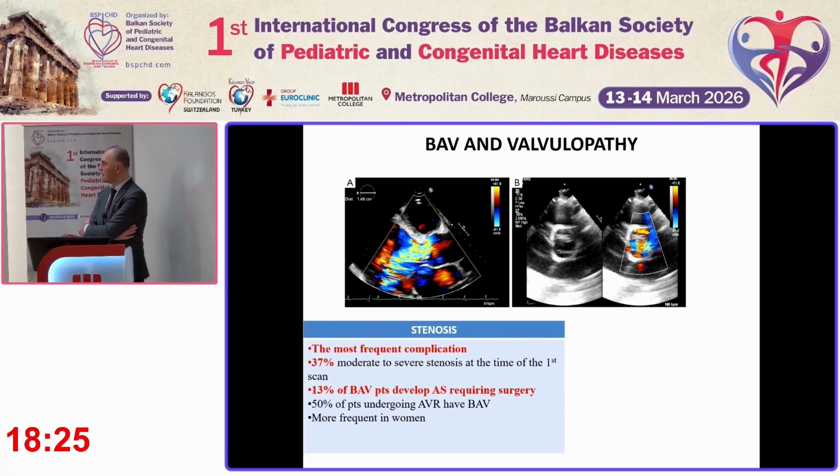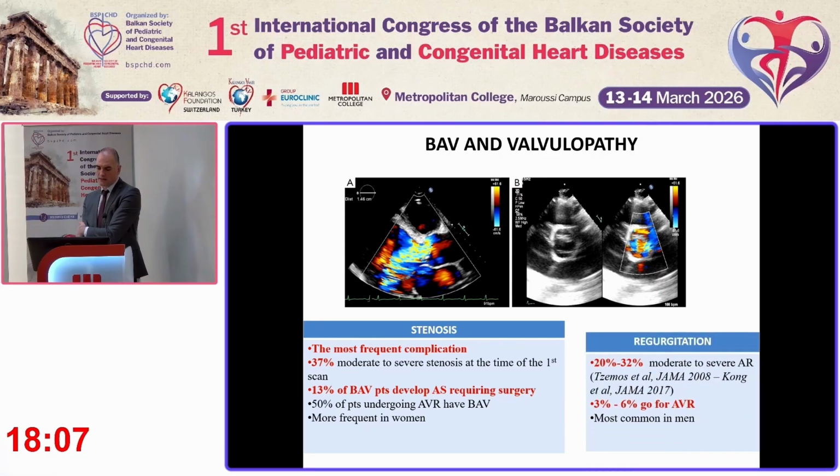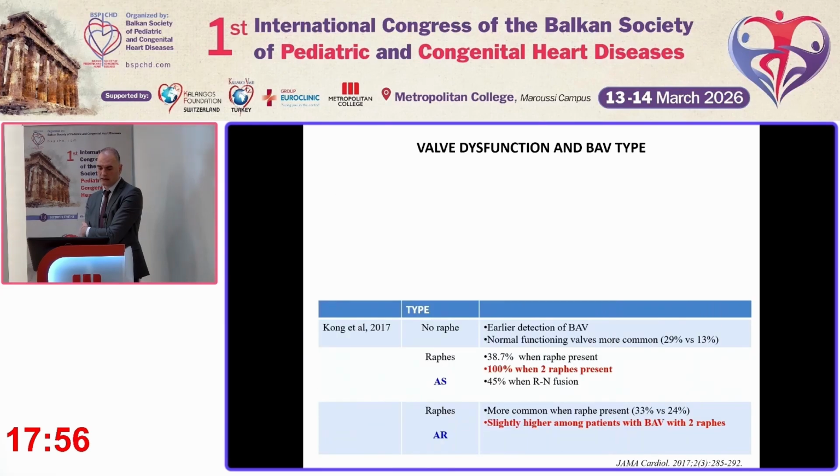In 1 in 3 patients, BAV presents with moderate to severe stenosis at the time of first diagnosis, knowing that 1 in 10 patients will reach a surgical level at a later stage. While regurgitation presents in 20 to 30% of cases, with 5% of them being in need of an operation at a later stage as well.